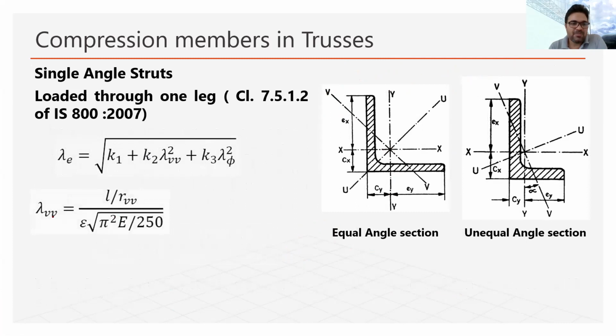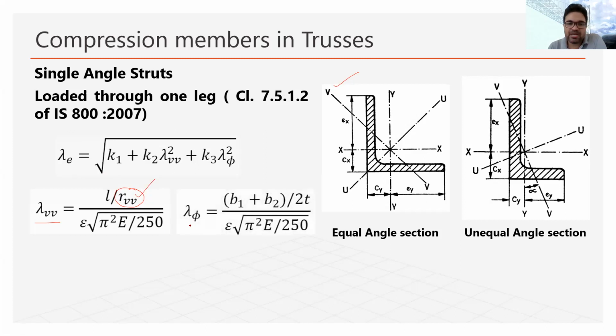So lambda VV has this formula in which, as you can see, we are using the radius of gyration about the VV axis. As I said, it is the weakest axis, so the radius of gyration will be minimum about this axis. And similarly, the lambda phi formula is also given here.